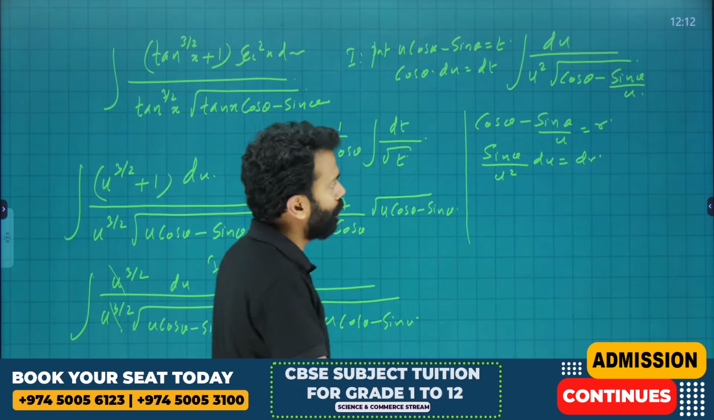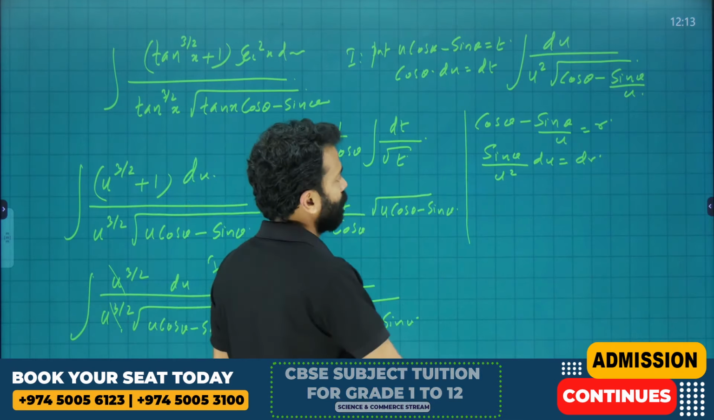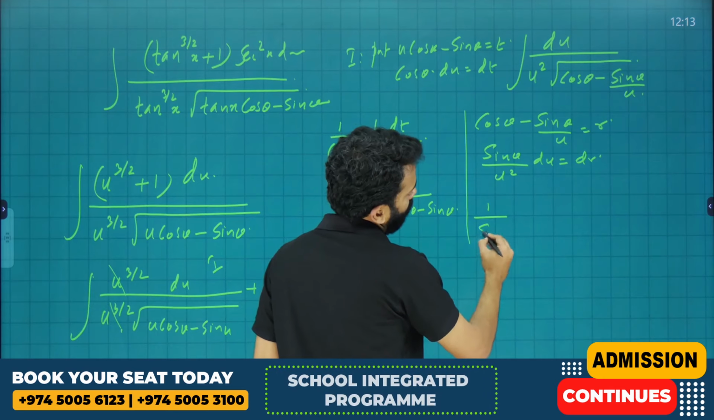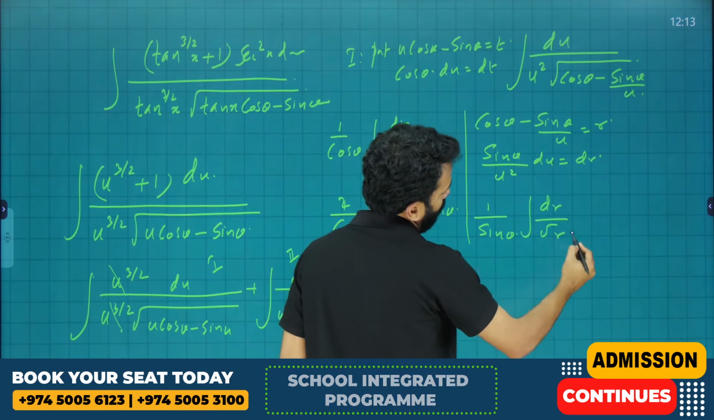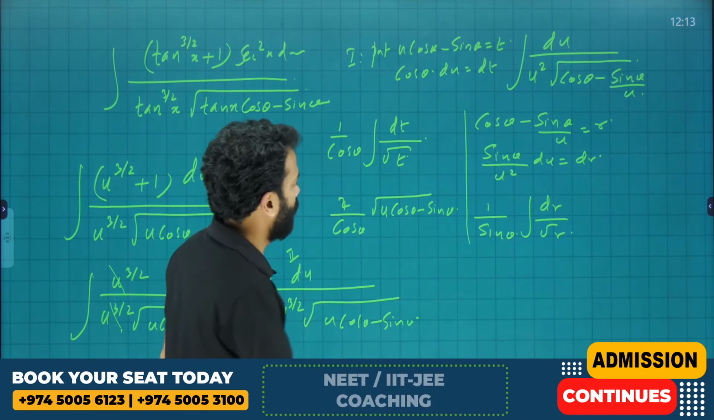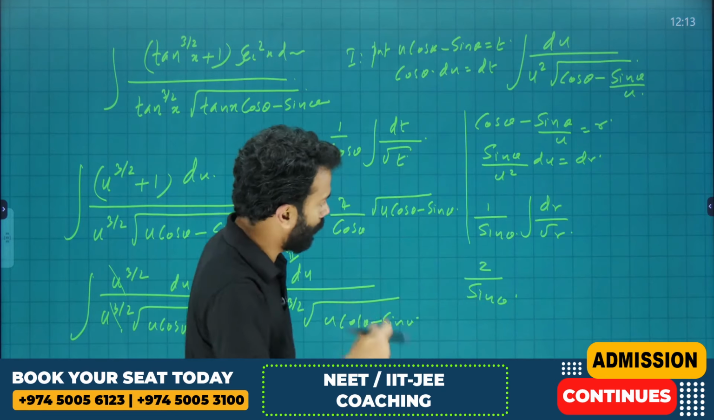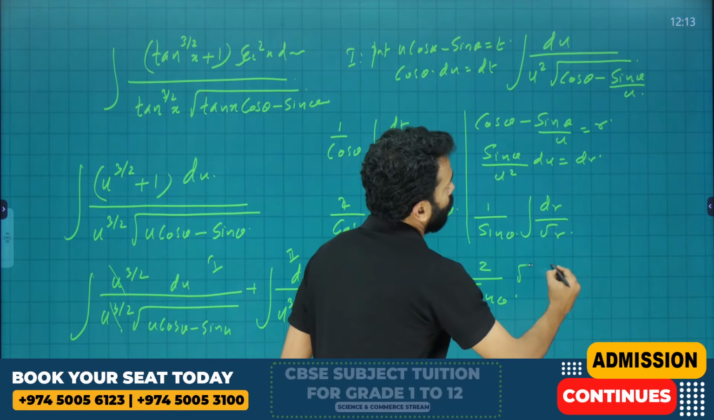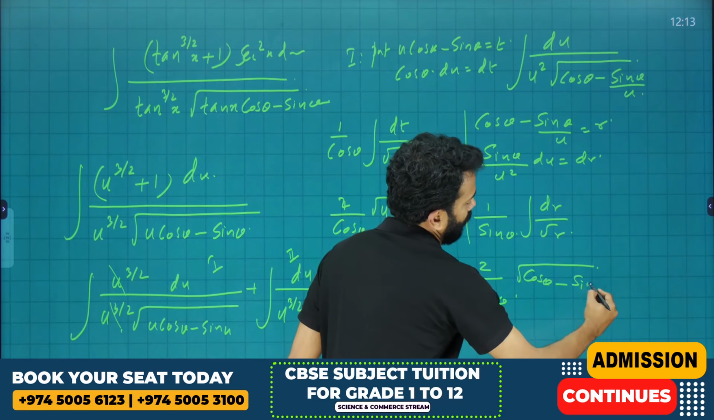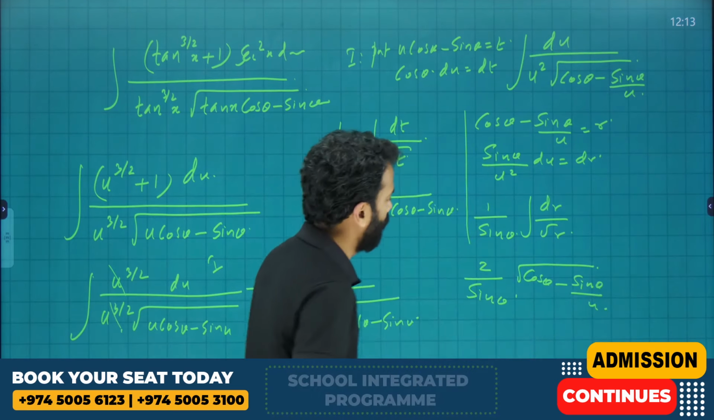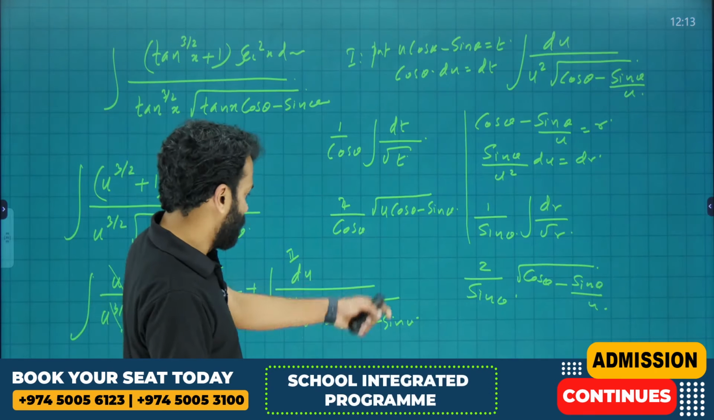So du is equal to dr by u square, which is dr by sin theta. Therefore, it becomes 1 by sin theta into dr by root r. Okay, exactly like this one. Therefore, the answer will be 2 by sin theta into dr by root r, that will be root of cos theta minus sin theta by u. Okay, that's done. Both parts are done. We can substitute it there in the next slide.